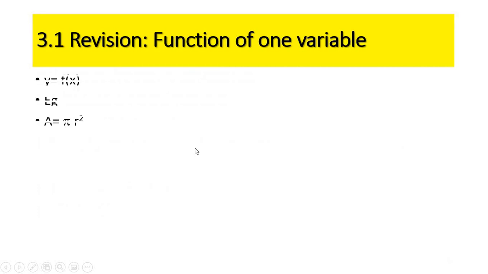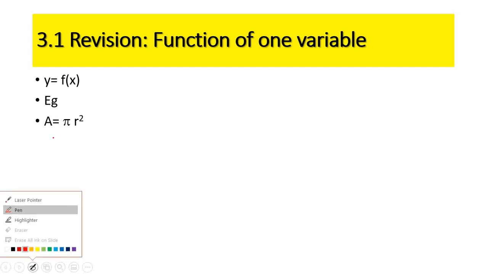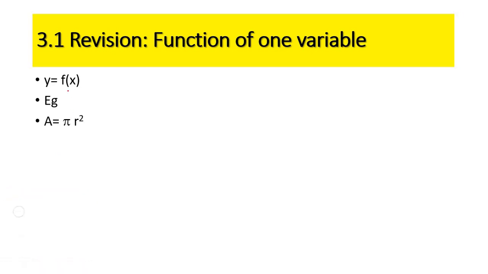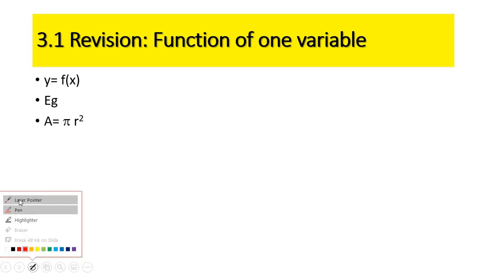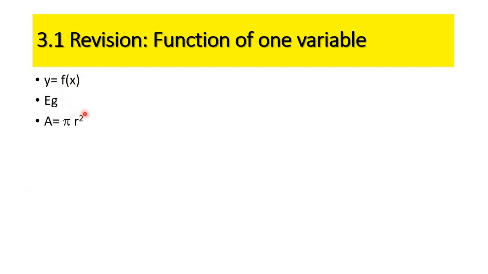So what we look at: recall function of one variable. For example, in general we write y equals f(x). Example, the area of a circle is A equals pi r squared. Pi is a constant. So this is an example of a function of one variable. The area depends on the radius.